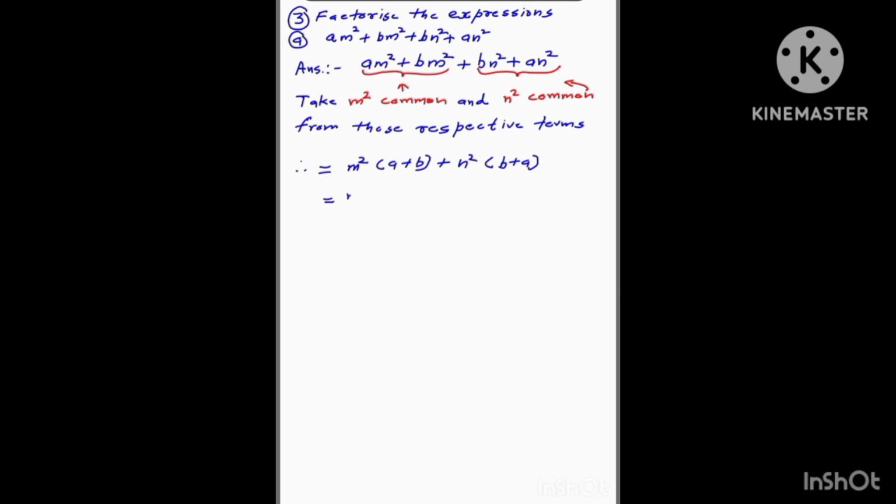Now a plus b is equal to b plus a, so I'm just writing it like this, here and here. Okay, you may write it or not, there is no harm, but it's better if you write it like this. So m square into a plus b plus n square into a plus b. Now you can take a plus b common, this and this. So you are getting the answer. A plus b is taken common, and what remains in the second bracket is m square plus n square. Okay.